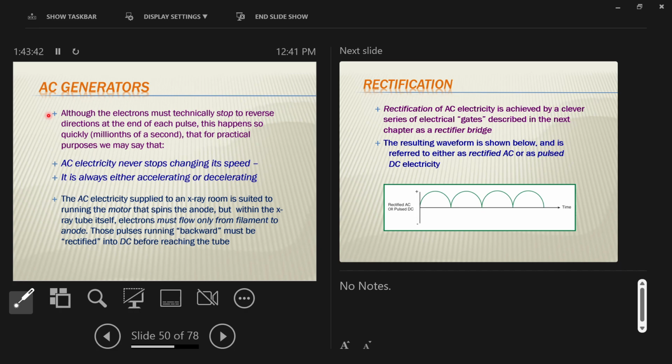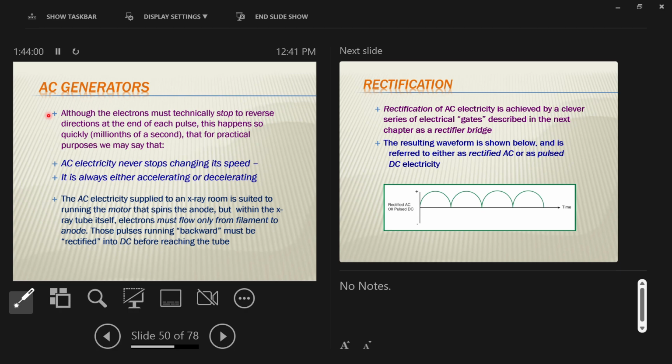AC electricity never stops changing its speed. It's always accelerating or decelerating for our purposes. So not only does it turn on and off, the lights actually go dim to bright to dim to bright, back and forth, again happening too fast for our eye to detect.